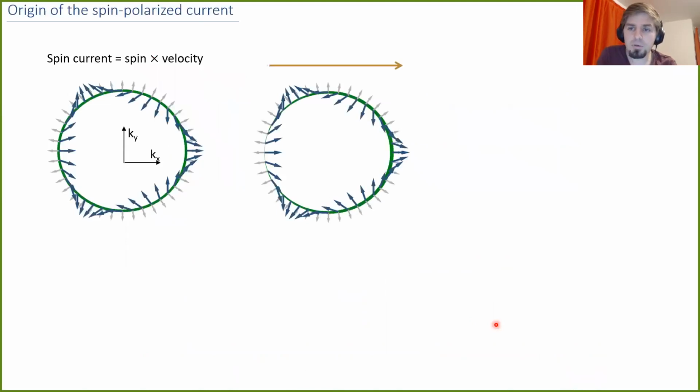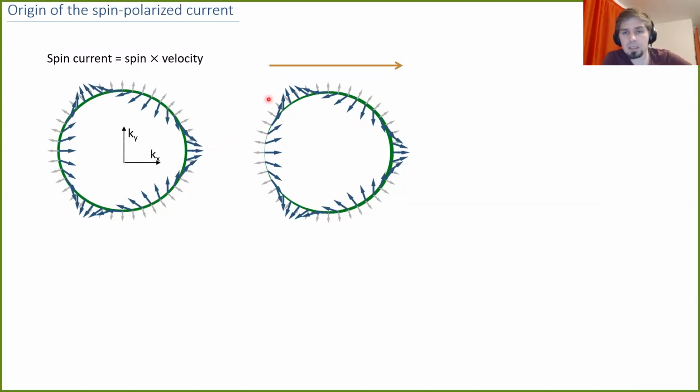So I'll try to give you some basic idea how we can get a spin-polarized current in an antiferromagnet, because I think it's not intuitive, and it wasn't intuitive to us when we first did that. So the basic idea is, in the non-collinear antiferromagnet, if you look at the Fermi surface, so this green circle denotes some kind of simplified Fermi surface in this kind of material, and here the blue arrows denote the spins of the electrons, and the gray arrow denotes the velocities. Now this is in equilibrium.